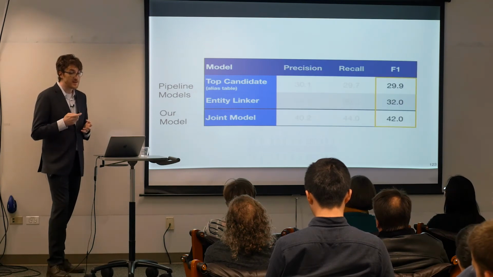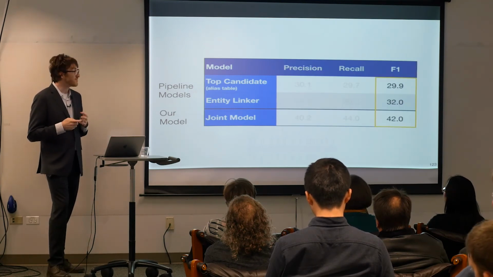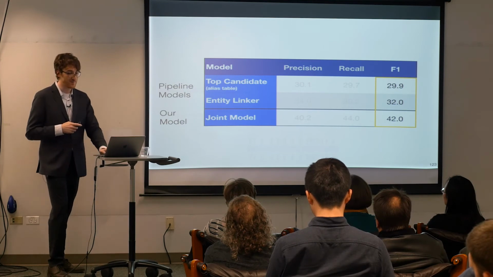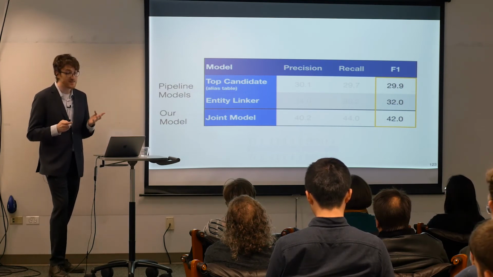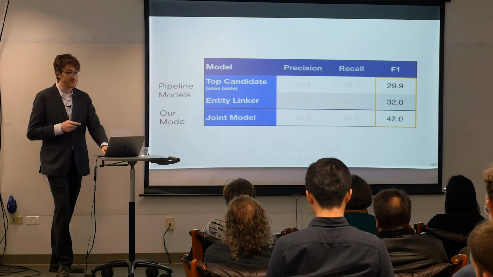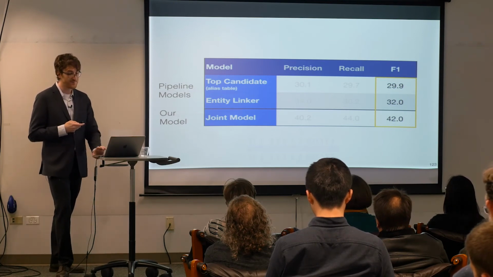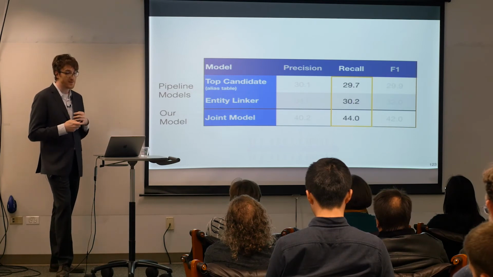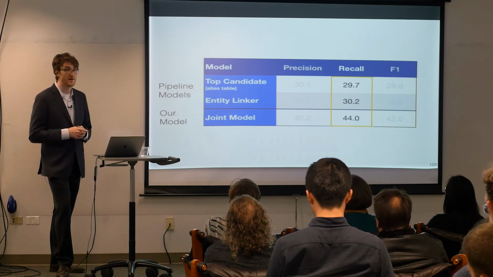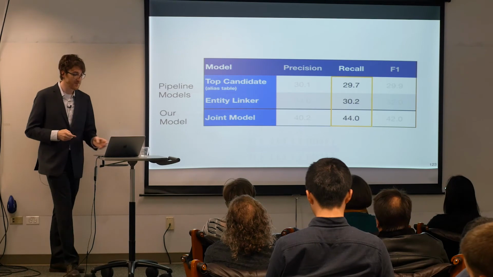And we can see that our joint linking and relation model is actually pretty substantially outperforming the pipeline approaches. And this largely comes down to cascading errors, since the model is unable to recover from incorrect hard decisions made about entity linking. And this can really be exemplified well by the much higher recall of the joint model over the two pipeline approaches.